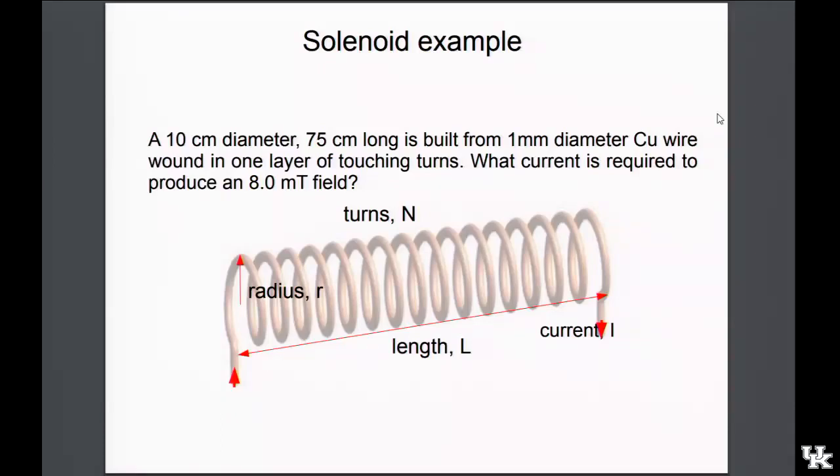So based on that information, we're not calculating the field here. We're calculating the current to make a field here, which, if you're building a magnet, is typically what you want to do. You want a certain magnetic field. Well, you've got to figure out the current that you need to make that magnetic field. Okay, so let's solve that.